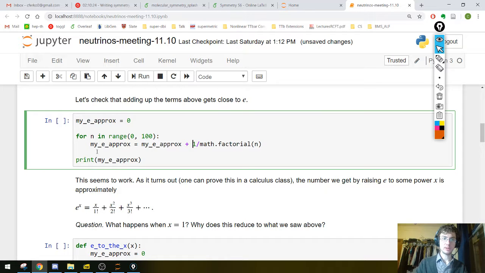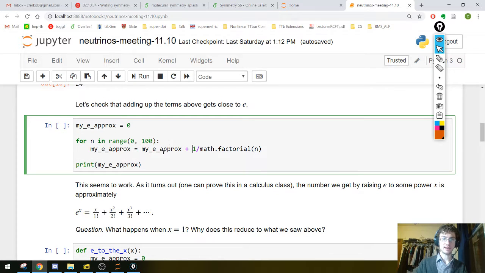So what Python is going to do when I hit Shift-Enter is go through and say, okay, 0, my e-approx is 0 plus 1 over 0 factorial, which is 1. And then it's going to do it for the next one. So it adds 1 over 1 factorial. So now we're up to 2. Then it's going to add 1 over 2 factorial. So now we're up to 2.25. And it's going to keep going through and adding them all up. So I'm going to run that now, and then I'm going to print out the result.